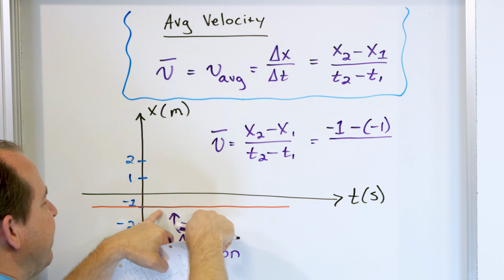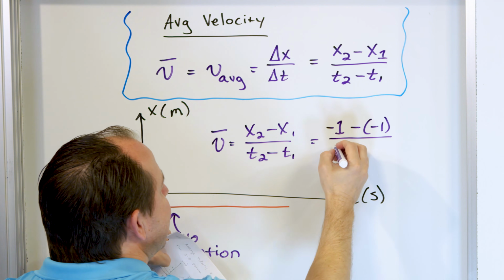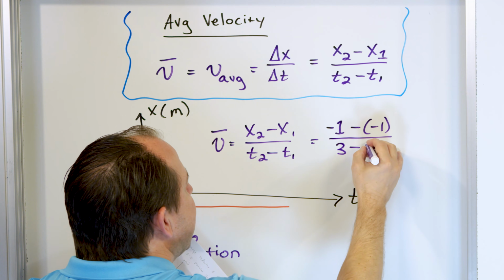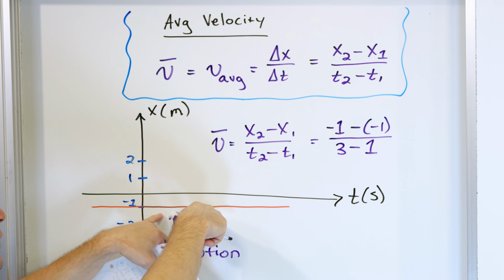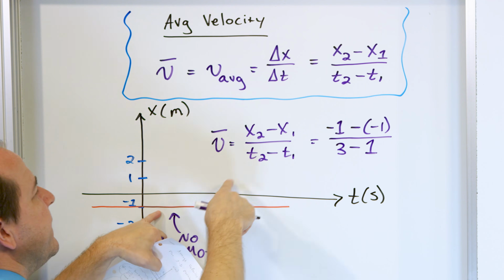Now on the bottom, let's just say that this was like 3 seconds here and this is like 1 second here. It doesn't really matter. T2 could be 3 and 1 second would be the initial. So initial and final, right? Between these 2 points in time, the thing did not move.